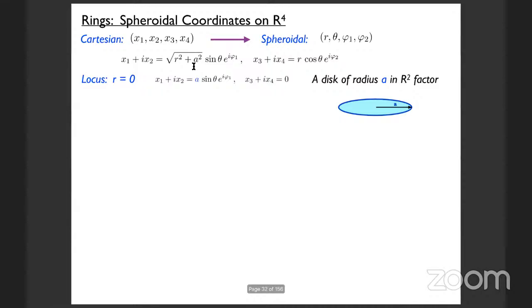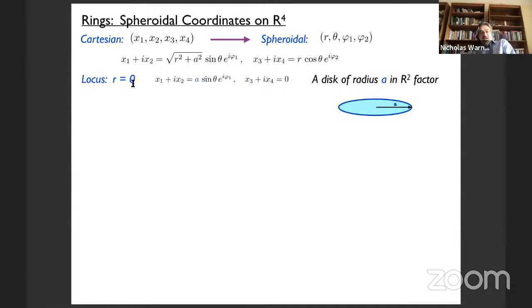And the importance of that distortion is the following. If you look at the locus where r is equal to 0, then this goes away, so that's 0. But this goes to a sine theta e to the i phi. And if you think about that for a minute, that describes a disk, basically of radius a, because sine theta goes between basically minus 1 and 1, or 0 and 1, depending on the range. And then this goes through e to the i phi. So basically, the r equals 0 locus in this thing is actually a disk.